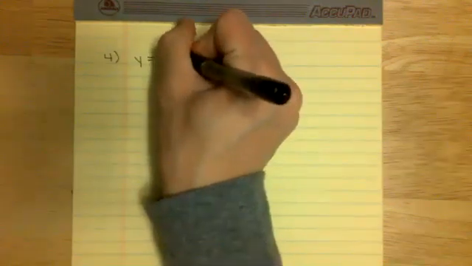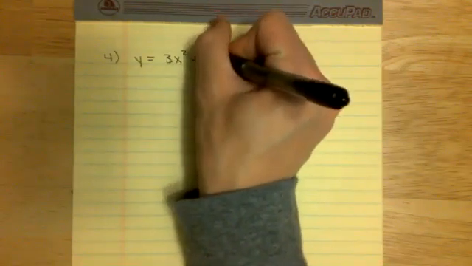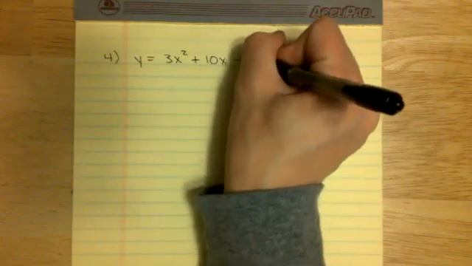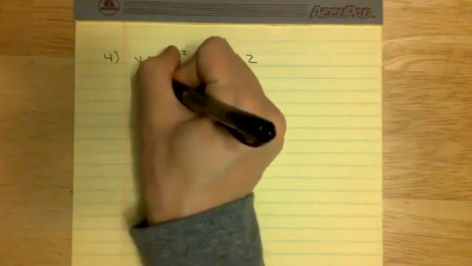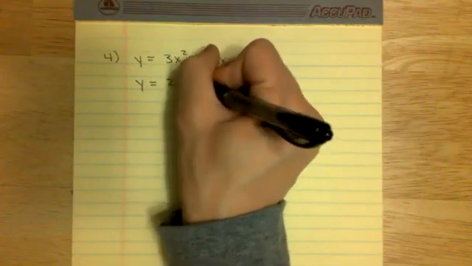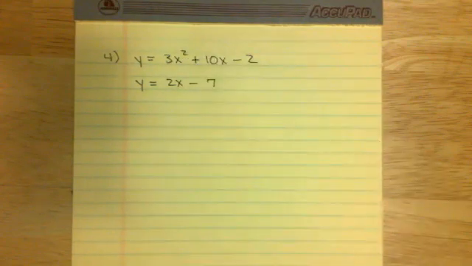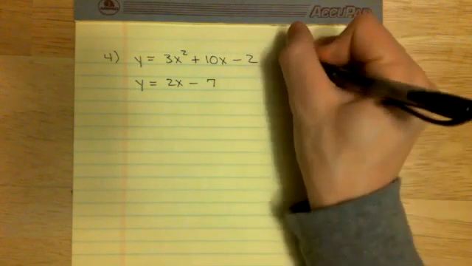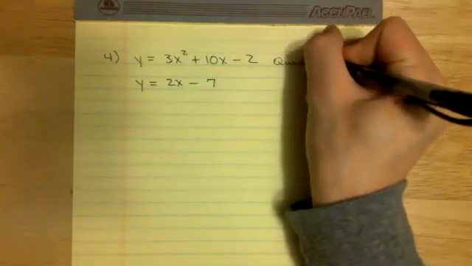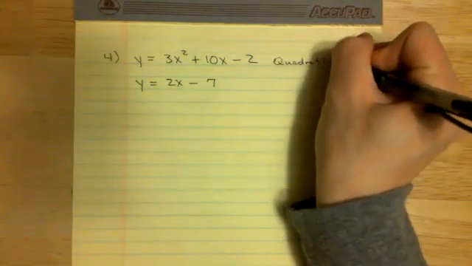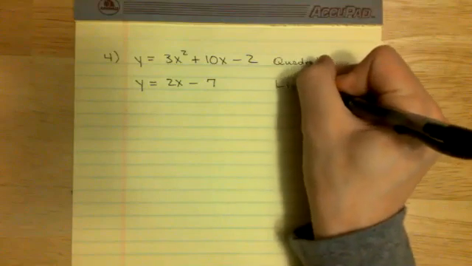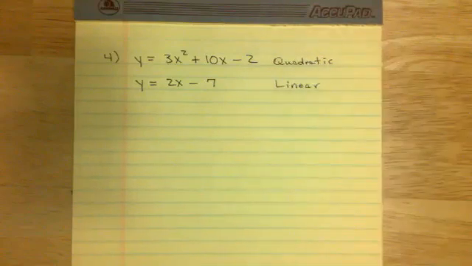All right, number 4. So 4 is going to be y equals 3x squared plus 10x minus 2, and y equals 2x minus 7. So my top equation is going to be quadratic, and that's because the highest exponent is 2. My bottom equation is going to be linear, because my highest exponent is 1.